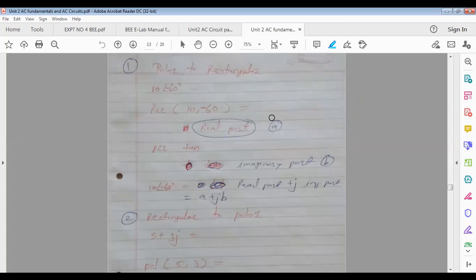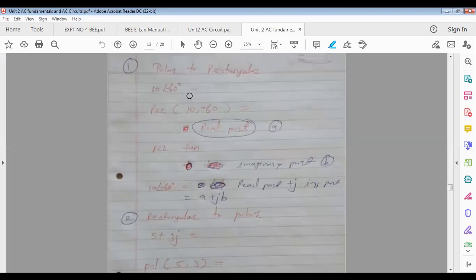So why is there a need to go for rectangular? There may be a case that you have to do addition or subtraction, like V1 minus V2 or I1 minus I2, but V1 and I1 or V2 and I2 given to you are in polar. Then what will you do? First convert polar into rectangular and then do V1 minus V2 or I1 minus I2 or addition. Clear?